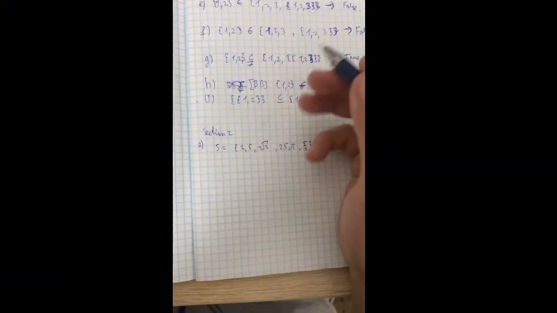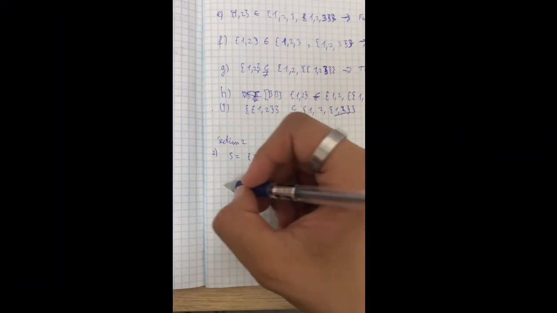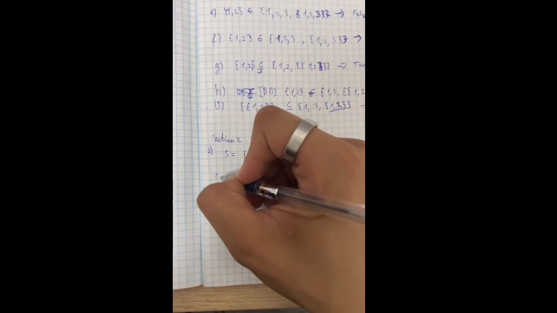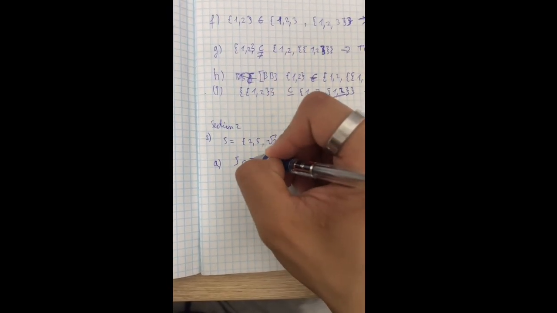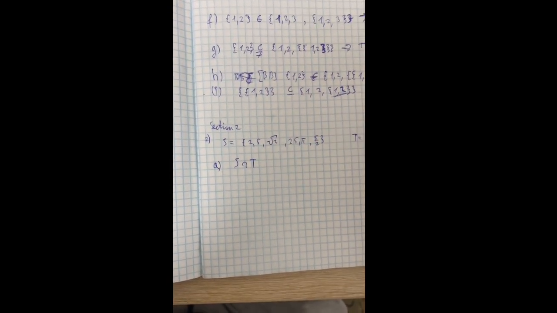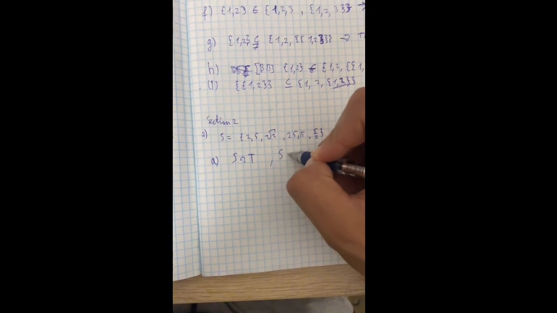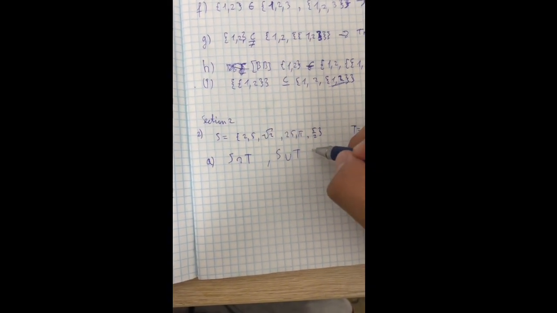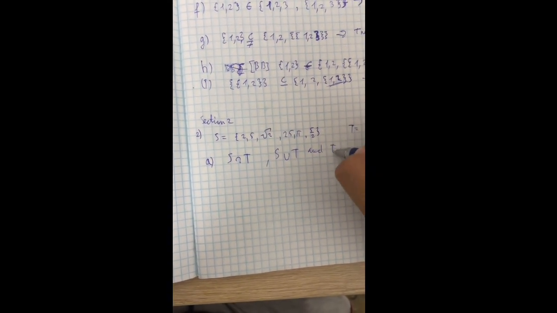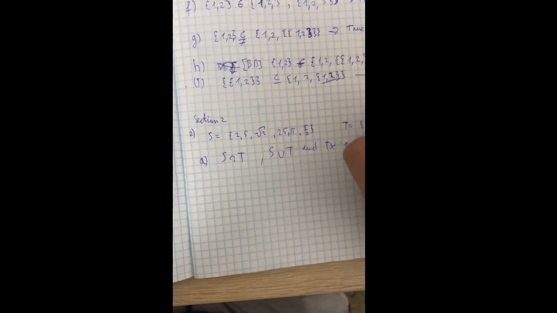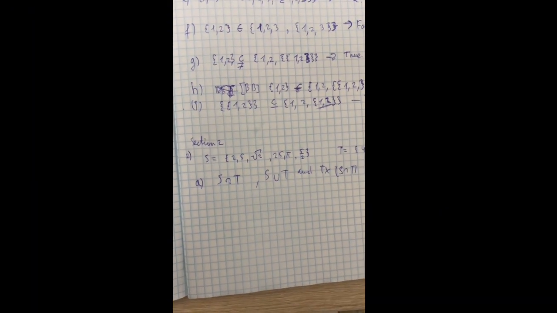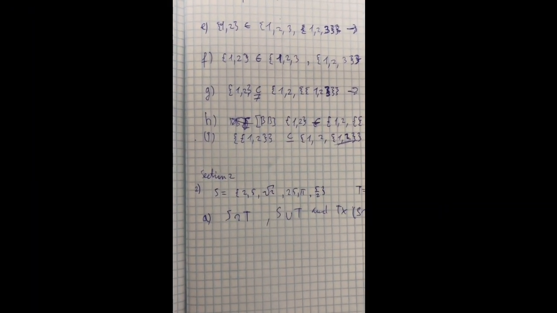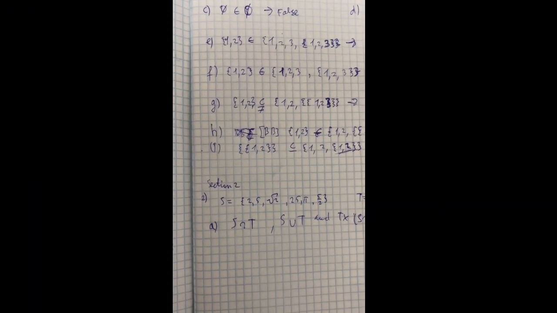Now we are moving to section 2, beginning with the second exercise and part A. So here we need to find these kinds of situations. Let's start by defining the intersection and union of S and T.